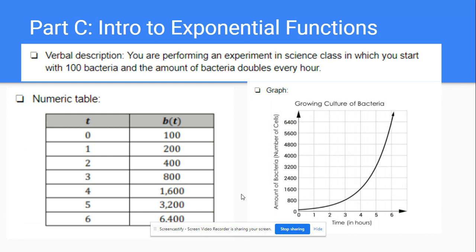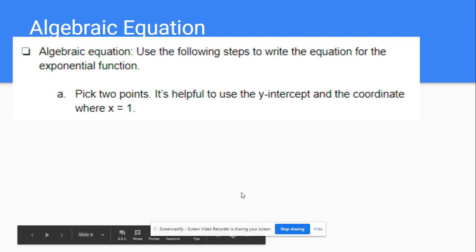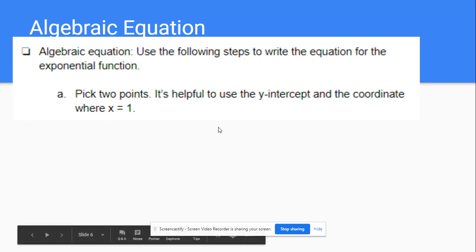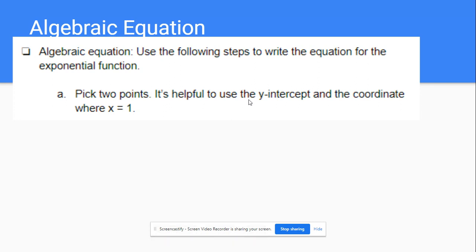Let's look at our focus for today, though, because our focus for today is to see what an exponential function looks like as an algebraic equation. So I'm going to give you the following steps to help you learn to write the equation for an exponential function. And the first step is to pick any 2 points. We know we need 2 points to write an equation of any kind of a graph. I want you to always keep in mind the most helpful points that you will be able to use will always be the y-intercept, and it will always be the coordinate where x equals 1.